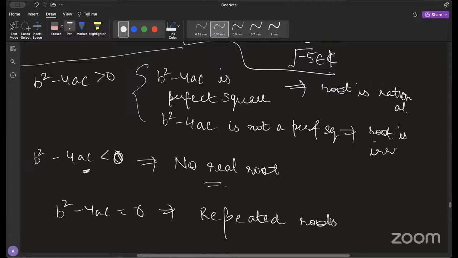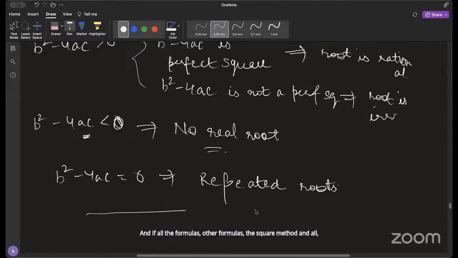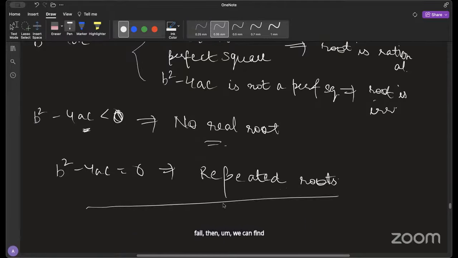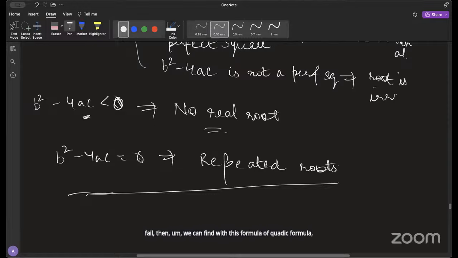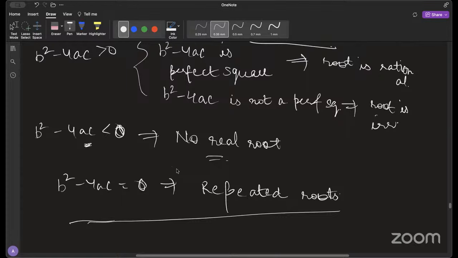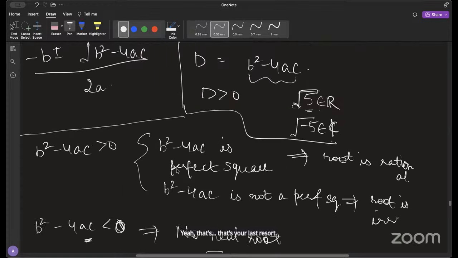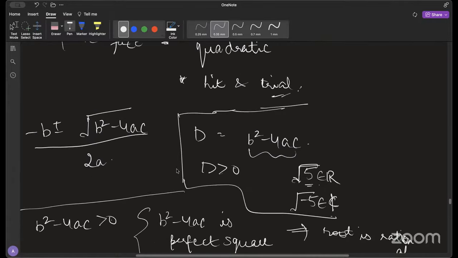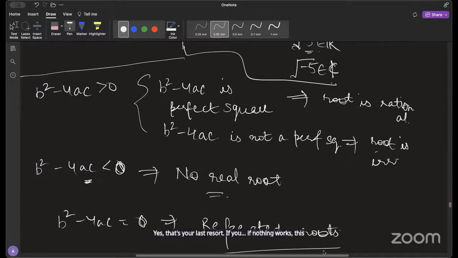And if all the other formulas, the square method and all, fail, then we can find the roots with the quadratic formula and come to the conclusion. Yes, that's your last resort. If nothing works, this is definitely going to work. The quadratic formula.